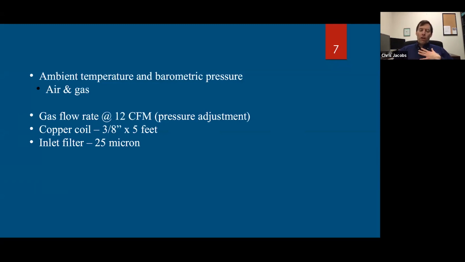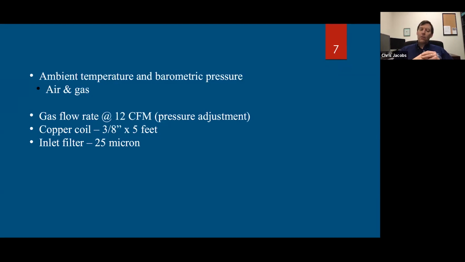Well, we have a copper coil that we attach to the gas inlet, and it's 3/8 by 5 feet, so it's almost half a centimeter, not quite half a centimeter, by 1.5 meters. And the gas will pass through the copper coil before it enters the gravitometer. This copper coil acts as a heat exchanger, and copper is very good at heat transfer.